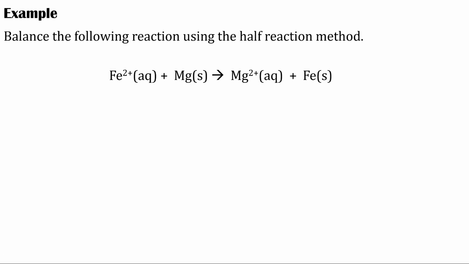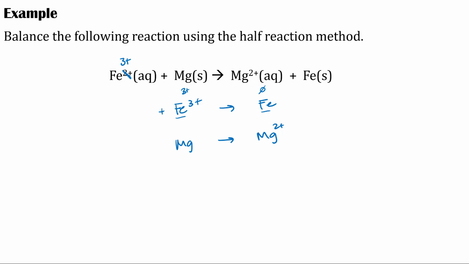This reaction is already balanced, so I'm going to change it so that it's not. This should be 3 plus here. So we have Fe3 plus going to Fe, and then magnesium goes to magnesium ion. Those are my two half reactions. Now if I want to make this balanced, remember this is 0 and this is 3 positive, and it has to be the same charge on both sides.